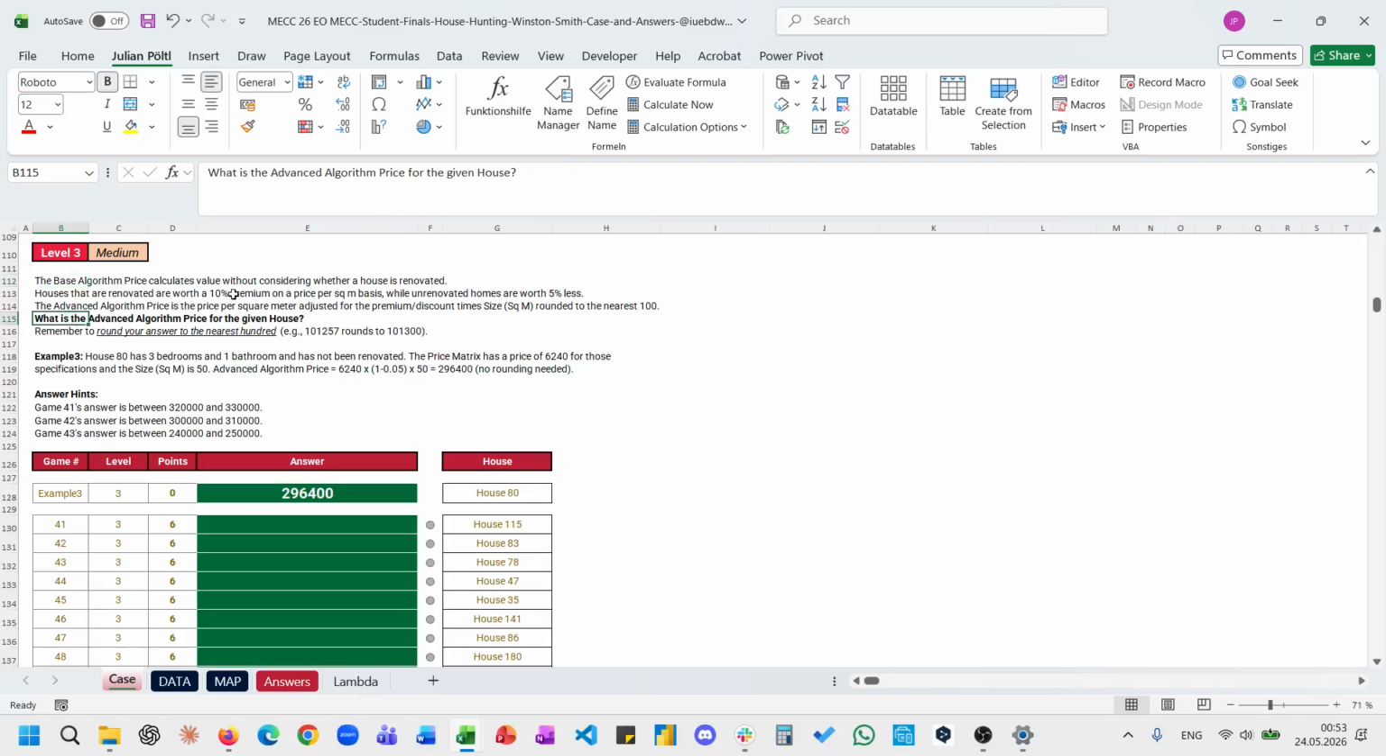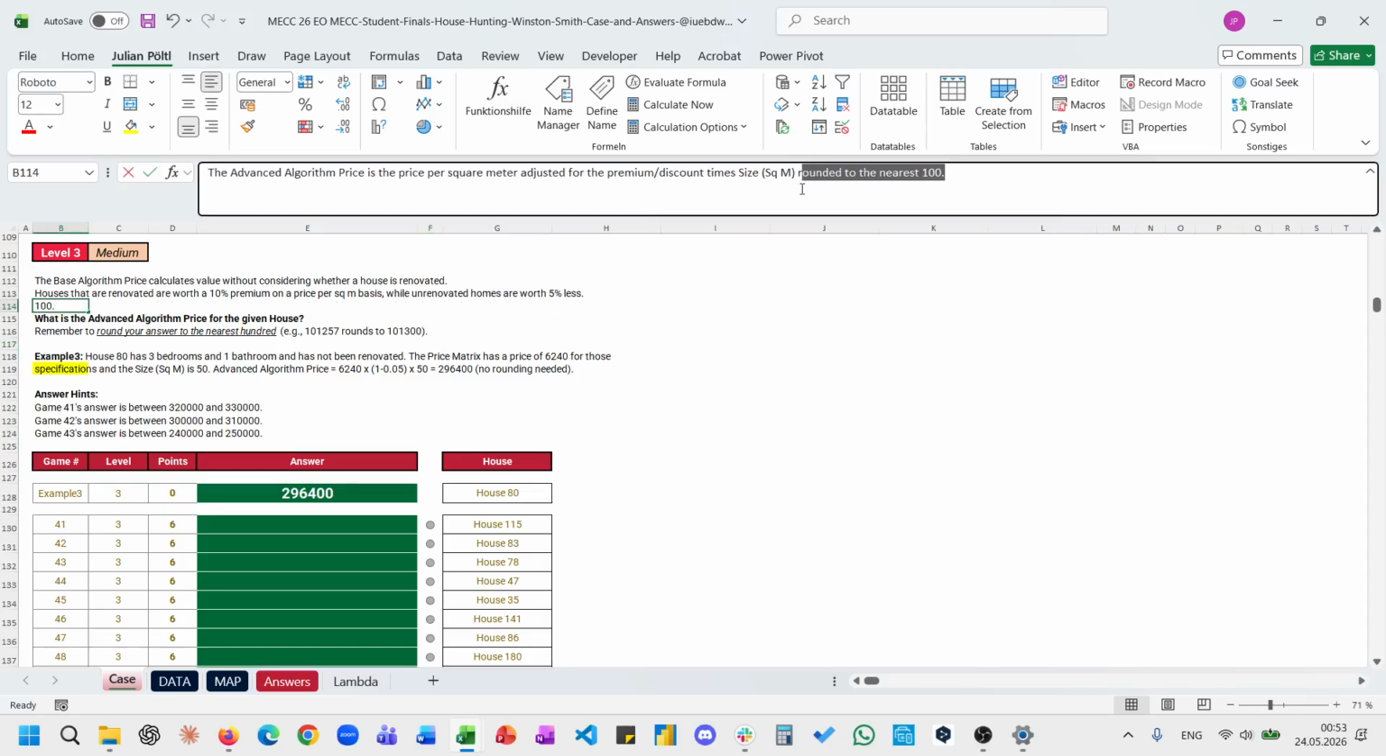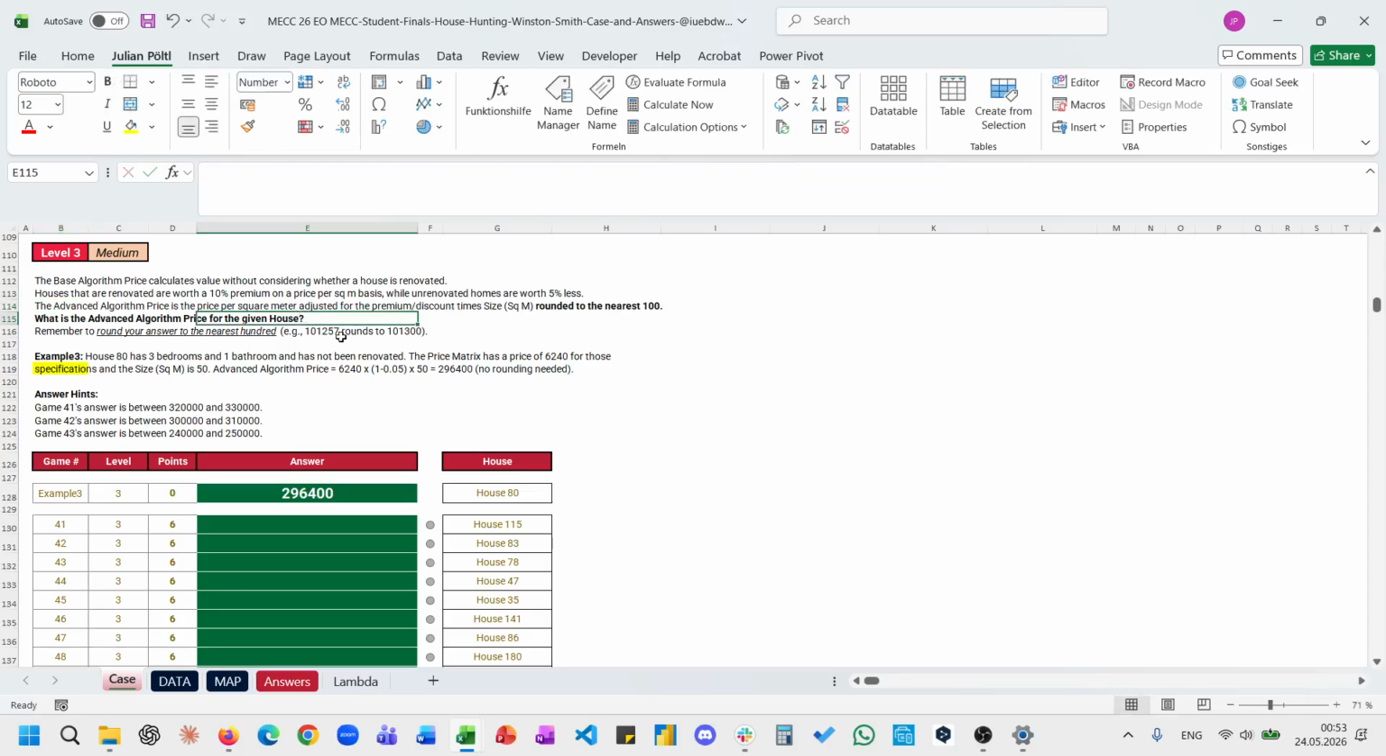Now we do the advanced algorithm pricing. It's basically the same: square meter times this multiplication of bedroom stuff. And then there's a multiplier if it's renovated and something less if it's not renovated, all specified here, so no issue there. But also here, rounded to the nearest 100. And actually, that was the issue, or one of my issues.